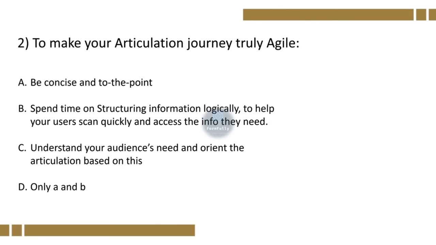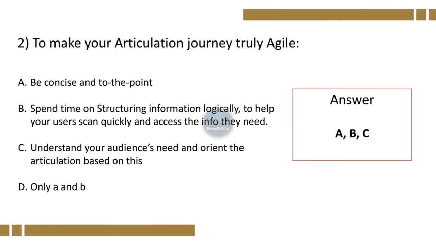Question 2. To make your articulation journey truly agile: option A, be concise and to the point; B, spend time on structuring information logically to help your users scan quickly and access the info they need; option C, understand your audience need and orient the articulation based on this; option D, only A and B. And the correct option is A, B, C.